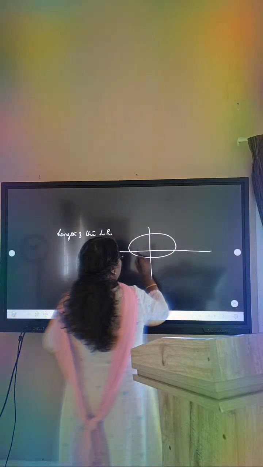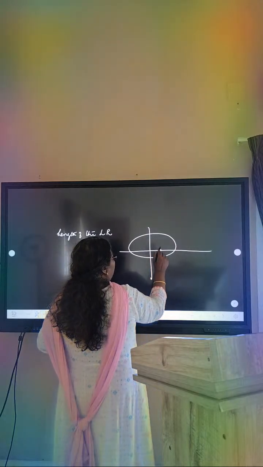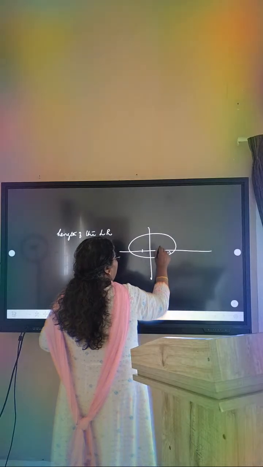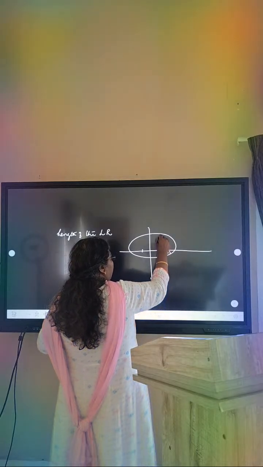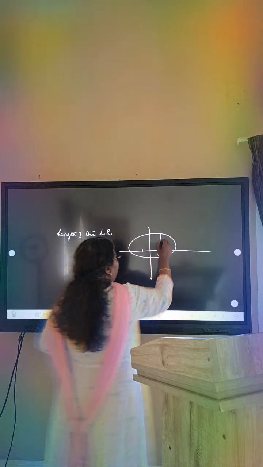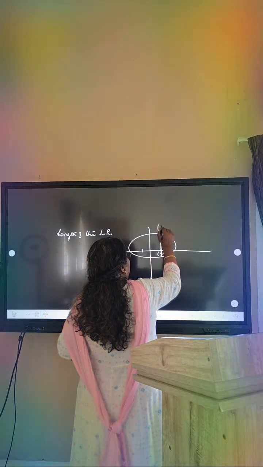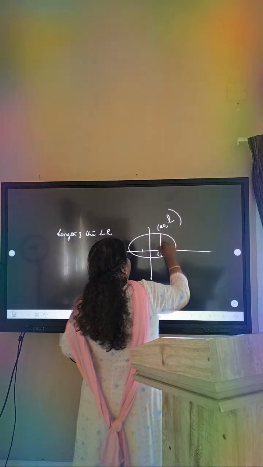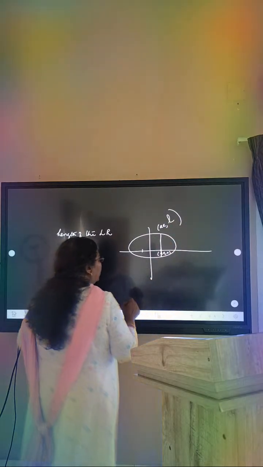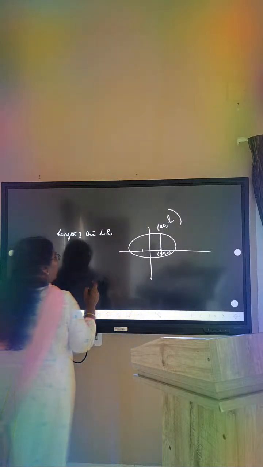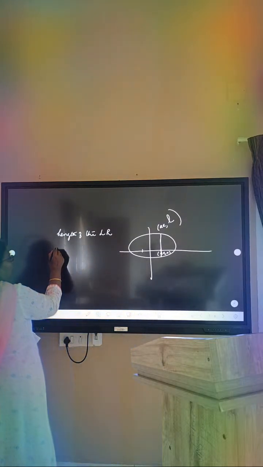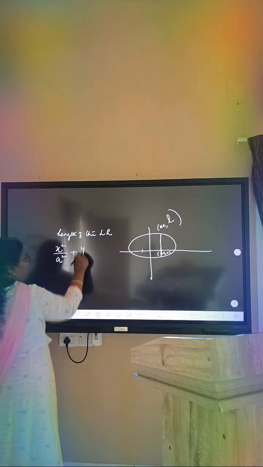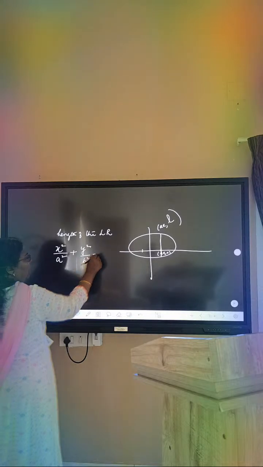In this, your focus is (ae, 0). The latus rectum is a line which passes through the focus. So I am taking the coordinates of this as (ae, l). We don't know what this height is, so let me find that height. For that, you have to consider the equation of the ellipse, x squared by a squared plus y squared by b squared is equal to 1.